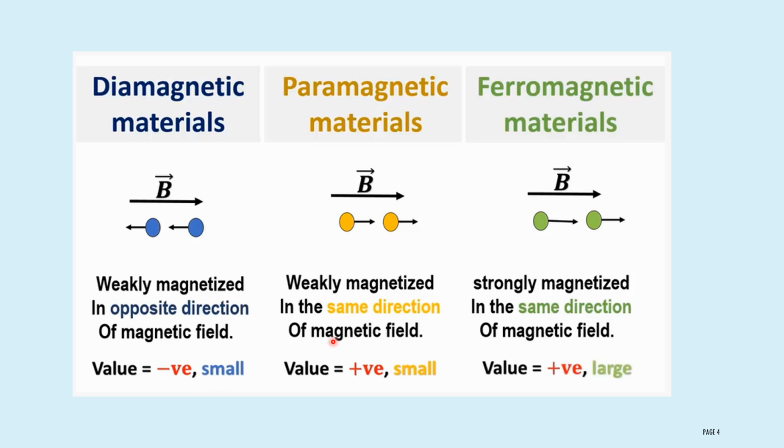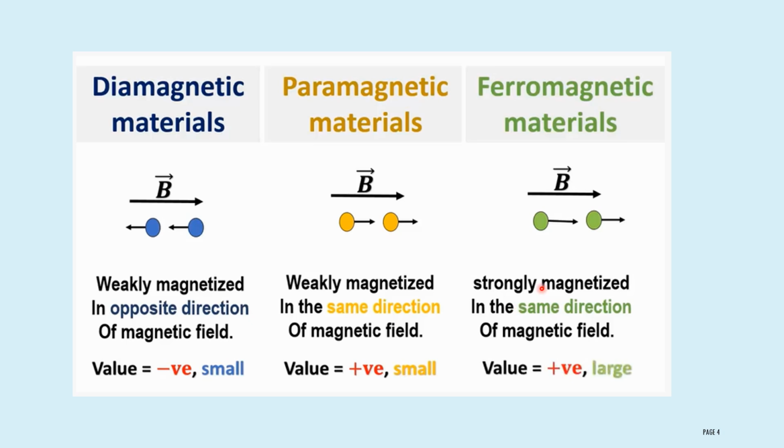The next one, in the case of a paramagnetic material, if you place a paramagnetic material in the magnetic field, then it will be weakly magnetized in the same direction as the magnetic field. See the arrow mark, it is in the same direction as the magnetic field. The value is positive because the direction of the magnetic field and the direction of the paramagnetic material are both the same. It will be positive, but since it is weakly magnetized, its value is very small.